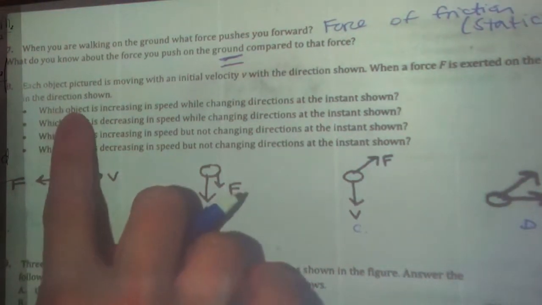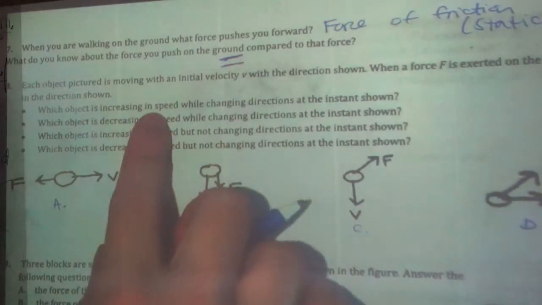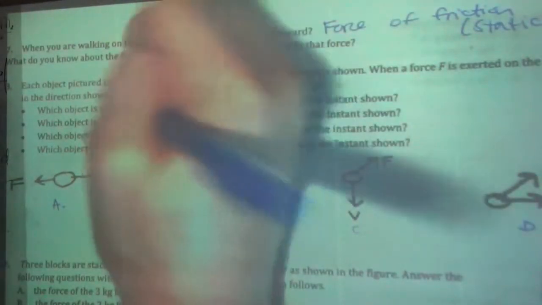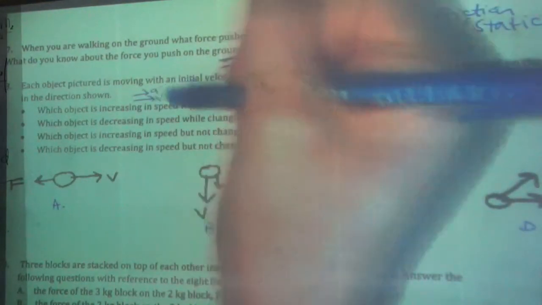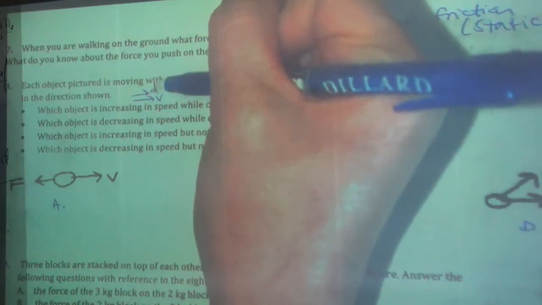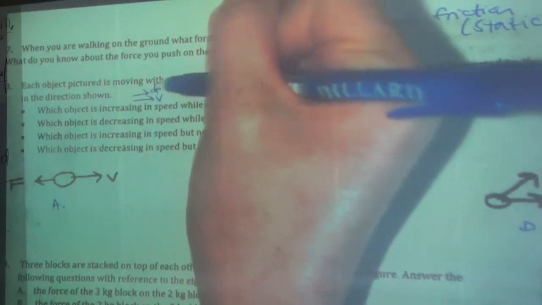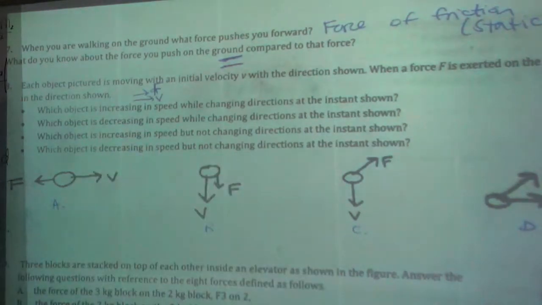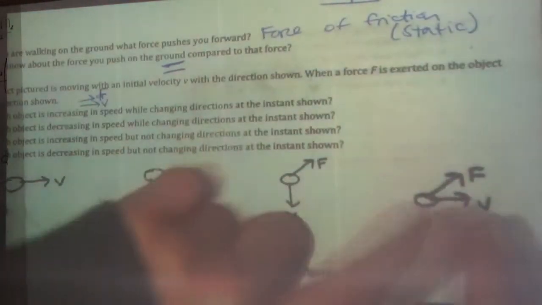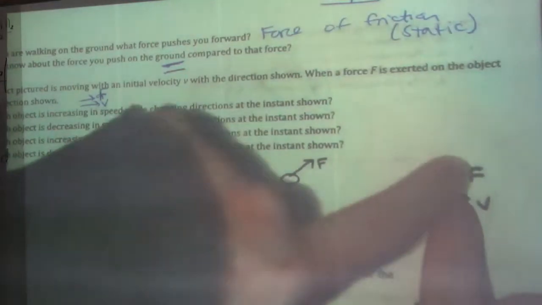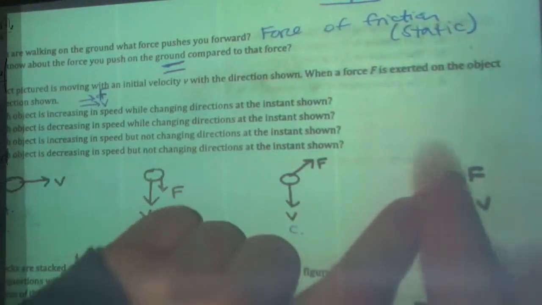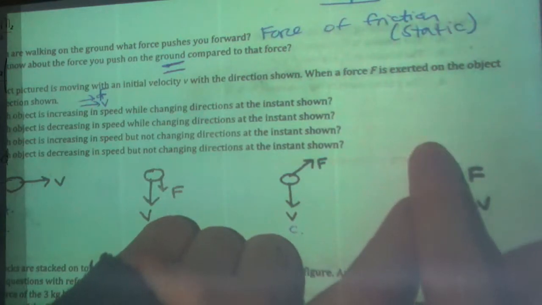We'll go here. The object that is increasing in speed, so getting faster, is only going to get faster if the acceleration is in the same direction as the velocity, which means acceleration here is provided by the force. So my force has to be in the same direction as the velocity. But it's also changing directions, so the answer here was D, because you have a force that's to the right in the direction of velocity, but then it's also adding a force or an acceleration upwards.